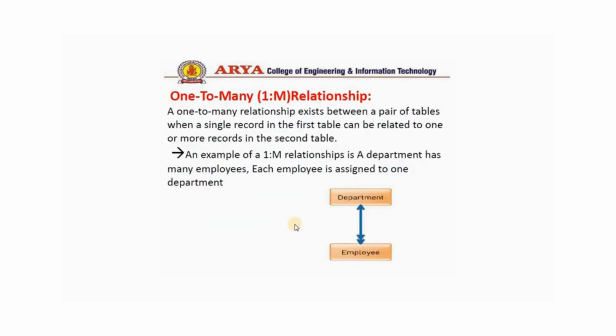Now we discuss one-to-many relationship. A one-to-many relationship exists between a pair of tables when a single record in the first table can be related to one or more than one record in the second table. It means a department can have more than one employee. A department like computer science having more than 10 employees is called a 1:m relationship. A department has many employees, and each employee is assigned to one department. That is called a 1:m relationship.